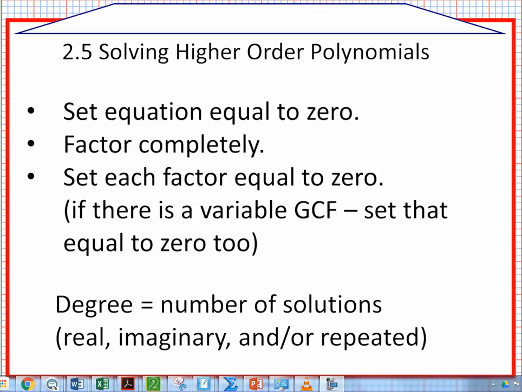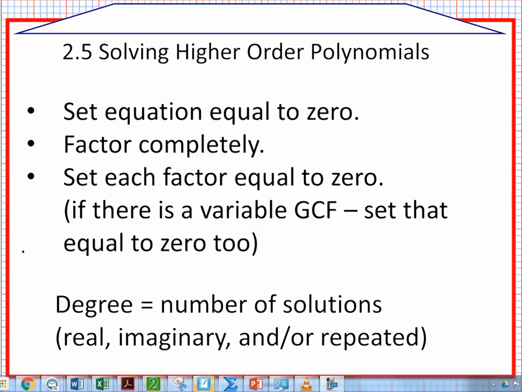Hi everybody. This is a video on solving higher order polynomials. These are going to be polynomial equations where we're going to have a focus on factoring. One of the reasons that we're focusing on factoring when we're solving these equations is it's a great way to connect what we already know to some new information. So I've got some steps for you. We'll put these into practice in a couple different videos.